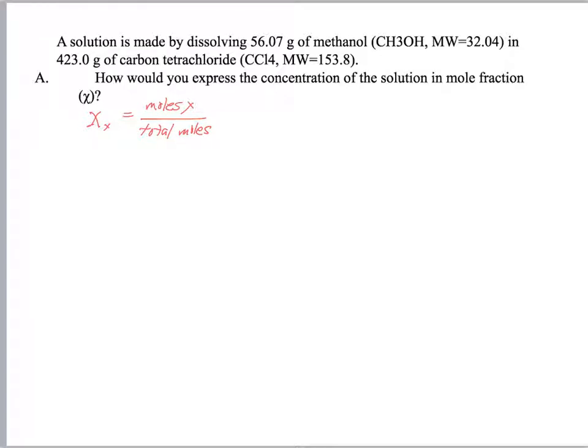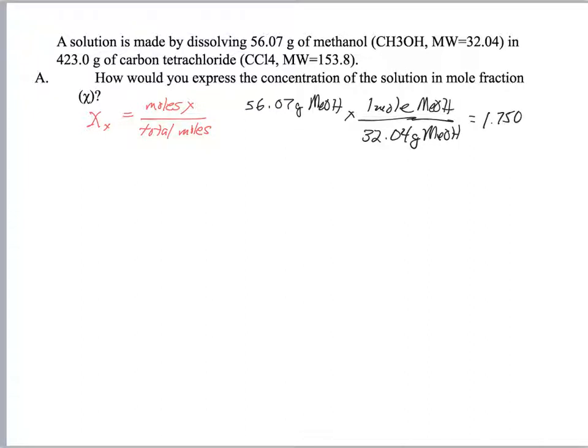So we can start off here the same way. We can figure out the number of moles of methanol, which we did in the last one, so 56.07 grams of methanol. Because we know the molecular weight, we know that 1 mole of methanol is 32.04 grams of methanol, and that will give us 1.750 moles of methanol.